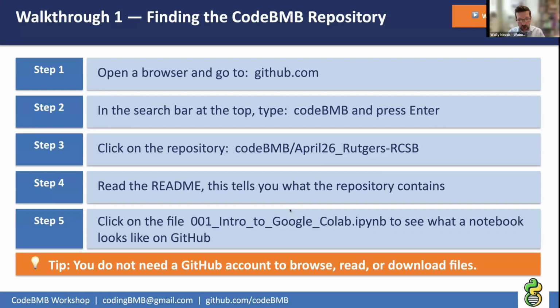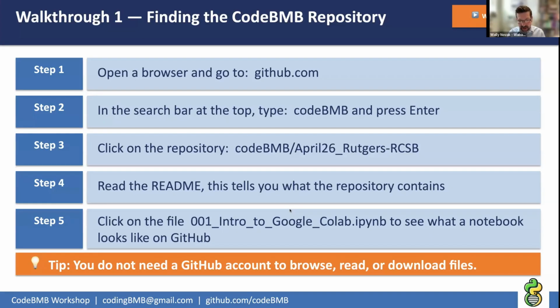So the first thing we're going to do is open a browser. It doesn't matter which one, but as Paul said, Chrome is kind of native to Colab. But if you have Chrome, Firefox, Safari, it doesn't matter. You're just going to go to github.com. I'm going to do it in an incognito browser, so it won't have me logged in. In the search bar at the top, we're going to type CodeBMB and press enter, and then we're going to see a list of repositories that user, CodeBMB, has. And we're going to click on the repository called April 26th, Rutgers-RCSB.